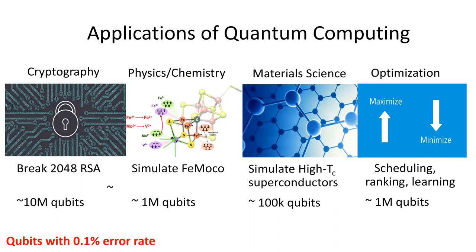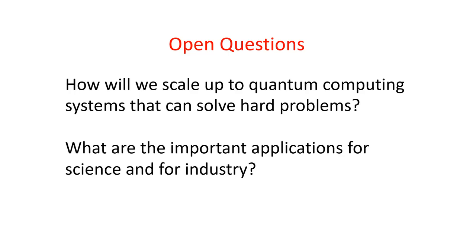So there are really two big open questions confronting quantum computing today. How are we going to scale up to larger quantum computers that really can solve very hard problems? And once we have that capability, what will be the most effective ways of applying it to problems in science and in industry? And I consider both questions to be wide open. We have a lot to learn before we'll have definitive answers to either question, in my opinion.